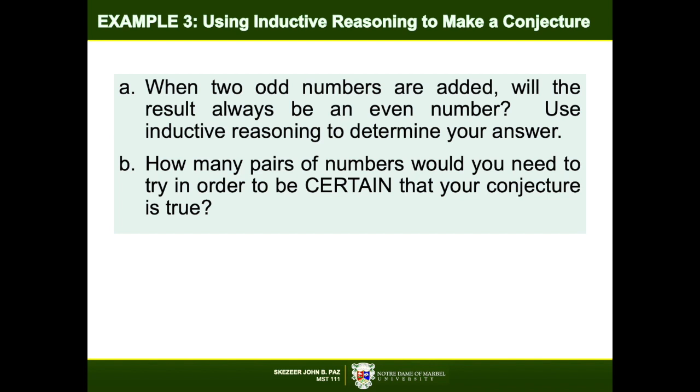Here is another example that is using inductive reasoning to make a conjecture. Letter A. When two odd numbers are added, will the result always be an even number? Use inductive reasoning to determine your answer. Letter B. How many pairs of numbers would you need to try in order to be certain that your conjecture is true?